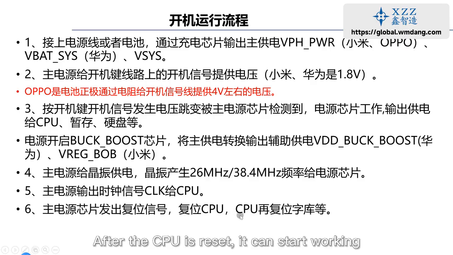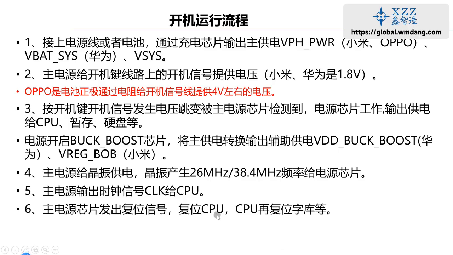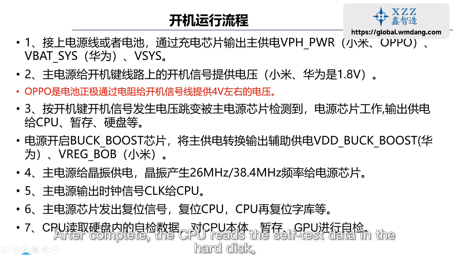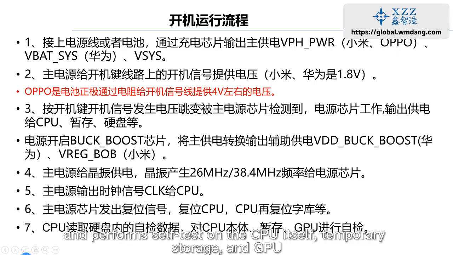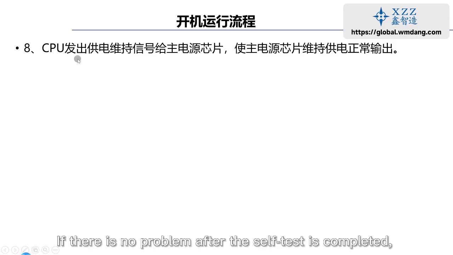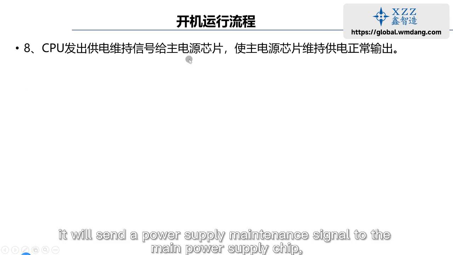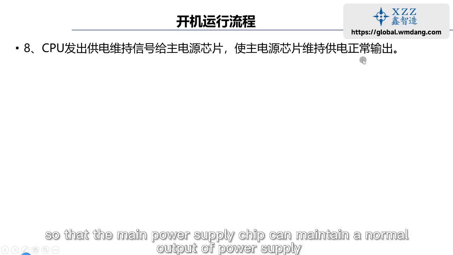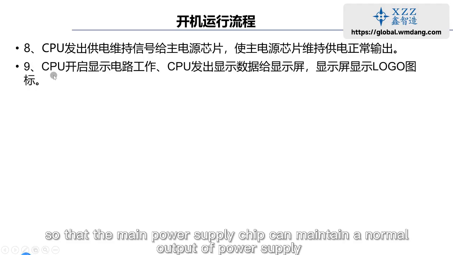After the CPU is reset, it can start working. The CPU resets the file library. After that is complete, the CPU reads the self-test data in the hard disk and performs self-test on the CPU itself, temporary storage, and the GPU. If there is no problem after the self-test is completed, it will send the power supply maintenance signal to the main power supply chip, so that the main power supply chip can maintain a normal output of power supply.